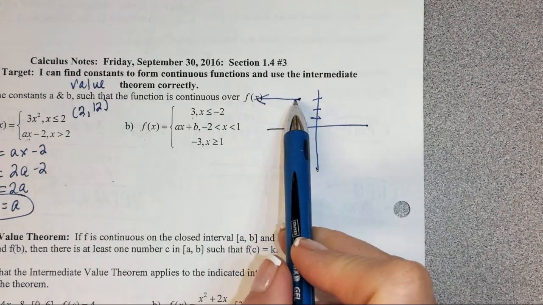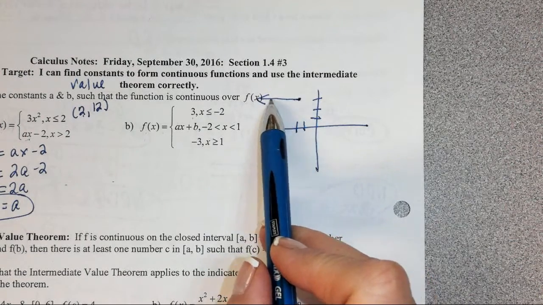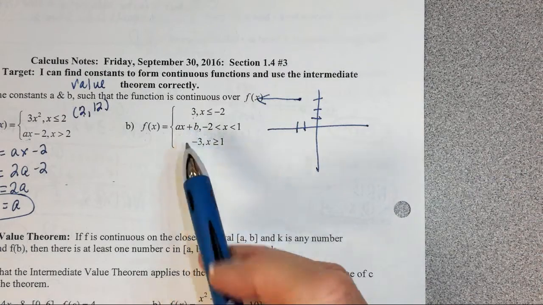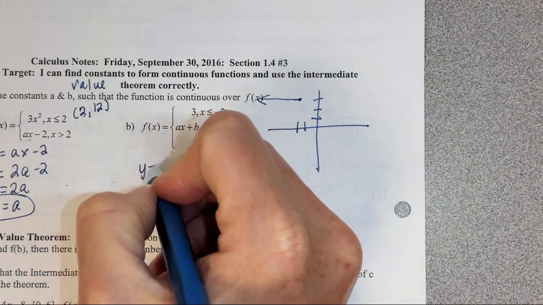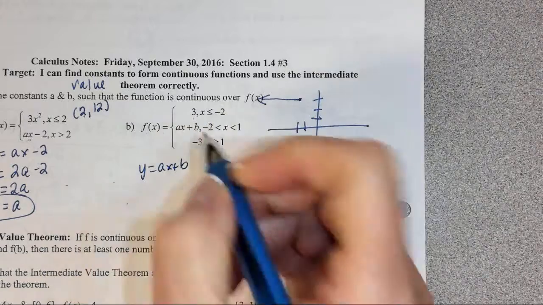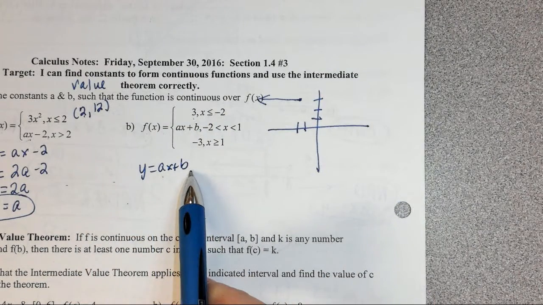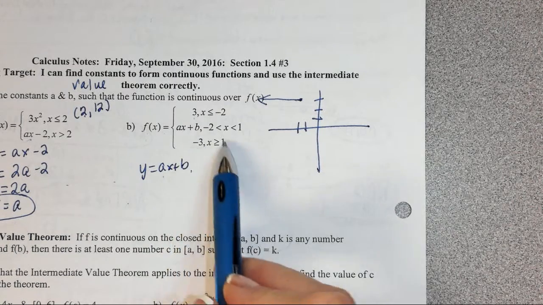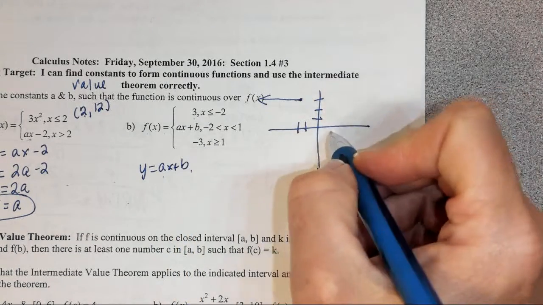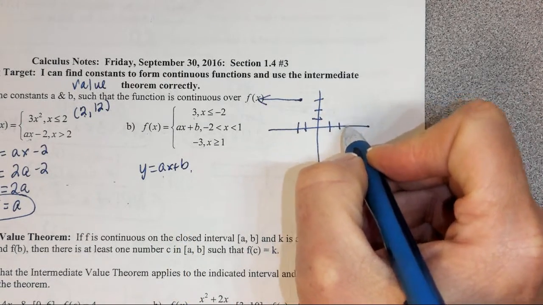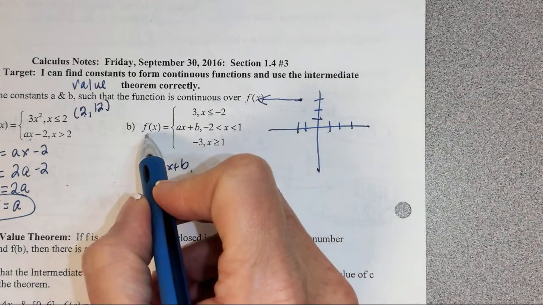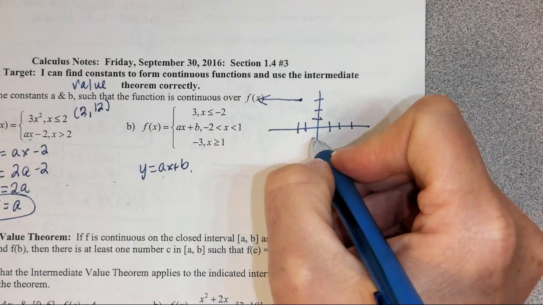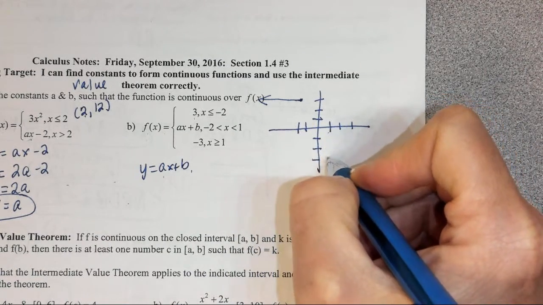And we're only graphing that line when x is less than or equal to negative 2. This we don't know. So we have some line, y equals ax plus b. We don't know what a is. We don't know what b is. But we want it to connect with this part of the function. So this part of the function is saying that when x is greater than or equal to 1, we want to graph the line y equals negative 3. That's going to look like this.